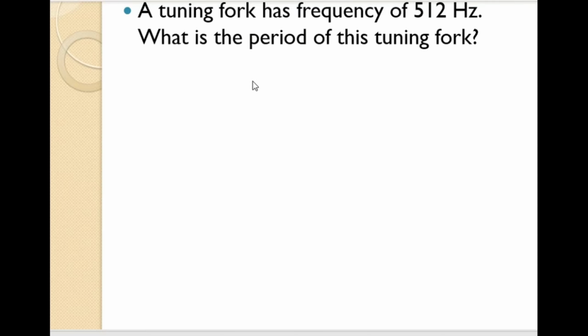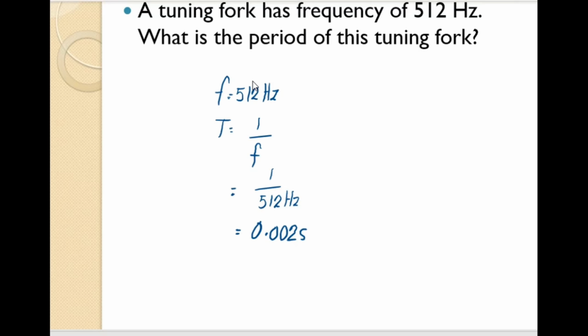Next, a tuning fork has a frequency of 512 Hz. What is the period of this tuning fork? Okay, we have frequency given as 512 Hz. Period is just equivalent to the reciprocal of the frequency. So we have 1 over f, and 1 over 512 Hz. Our answer for period is equal to, we now have 0.002 seconds.